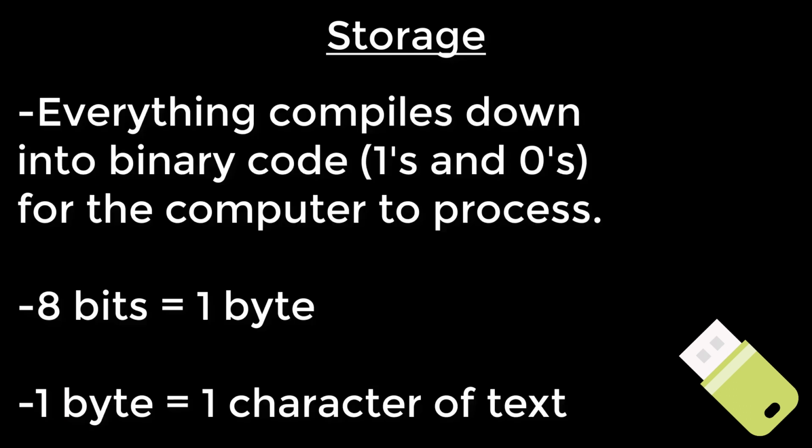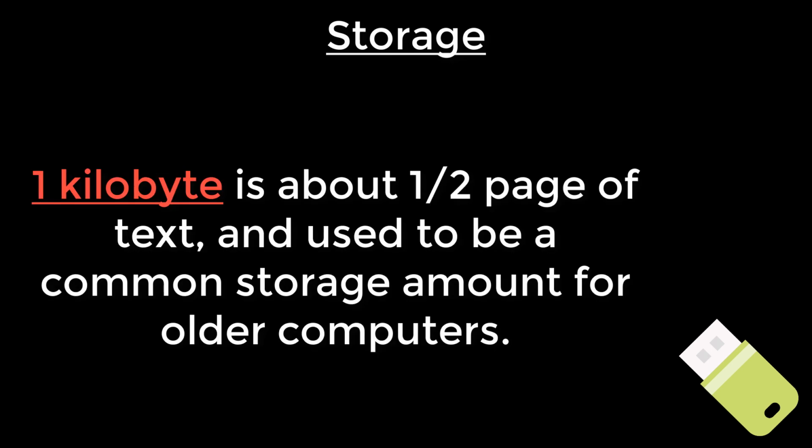Everything eventually compiles down to ones and zeros, or binary code for the computer to process. Binary code is the language that the computer understands. 8 bits come together to form 1 byte. 1 byte can represent 1 character of text. A kilobyte is about half a page of text, and used to be a common unit of measure for the storage capacity of old computers.